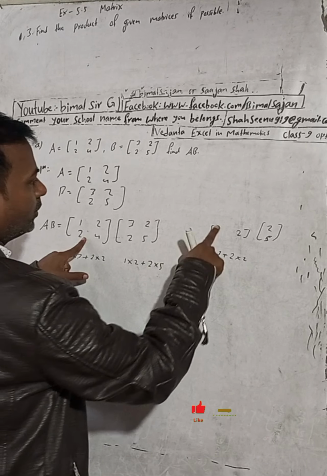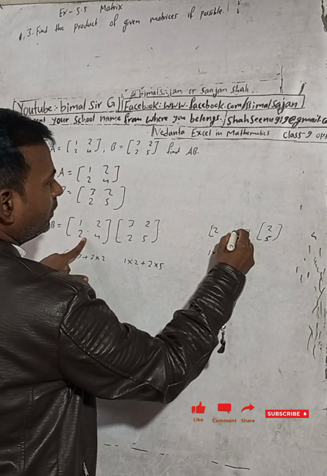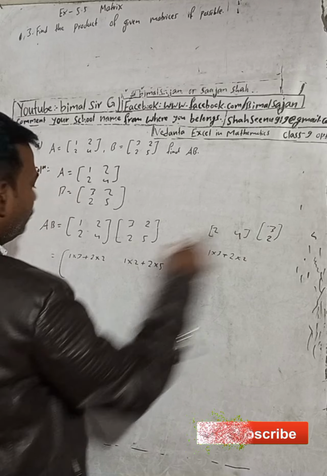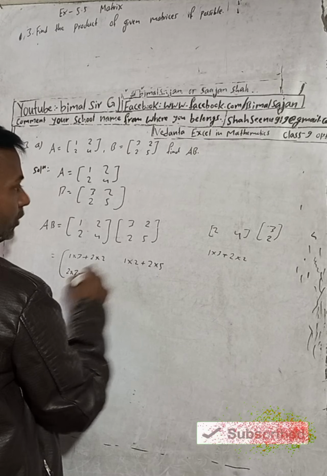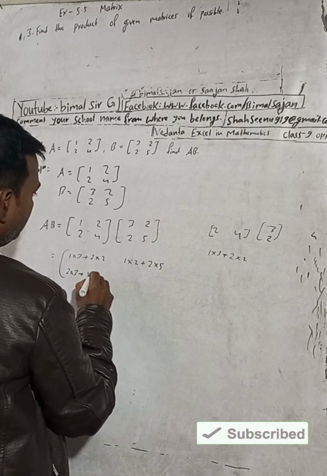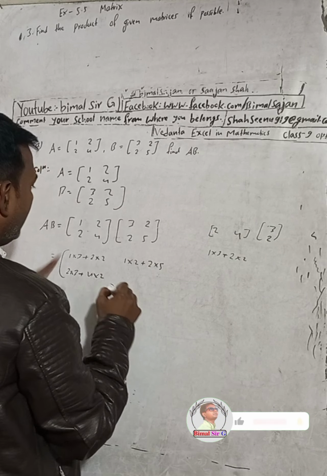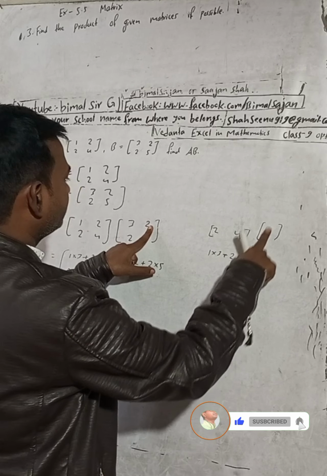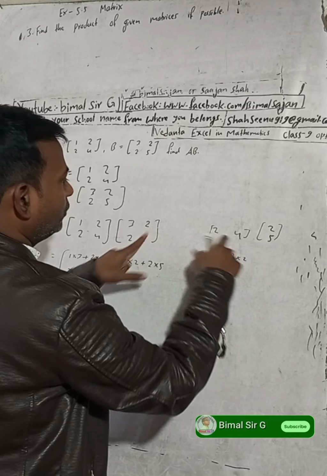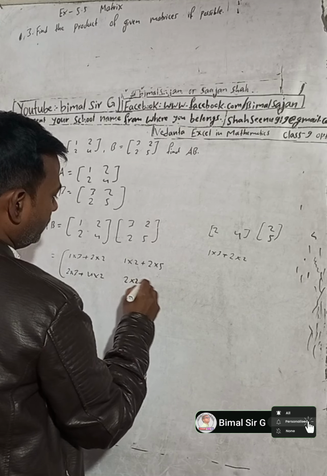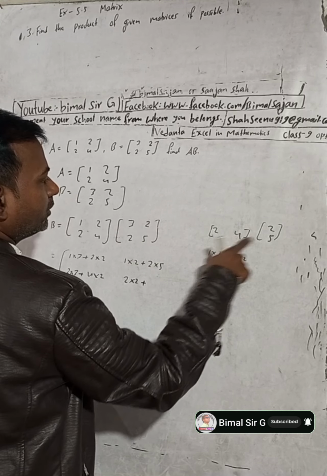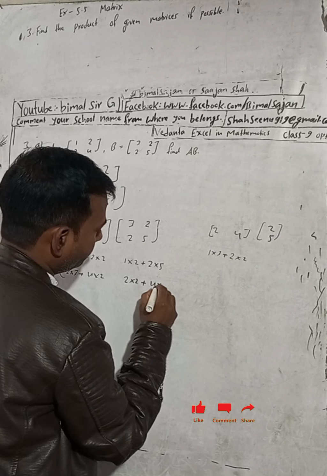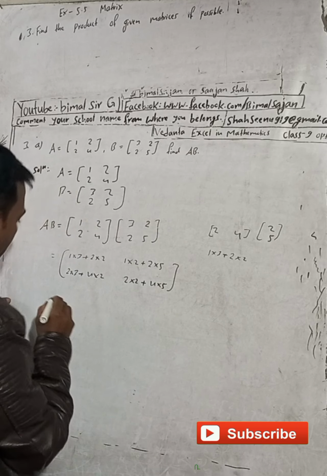Now we have to take this 2, 4 with this 3, 2. So 2 into 3 plus 4 into 2, and now the same with the second column 2, 5: 2 into 2 plus 4 into 5. So this is the step here.